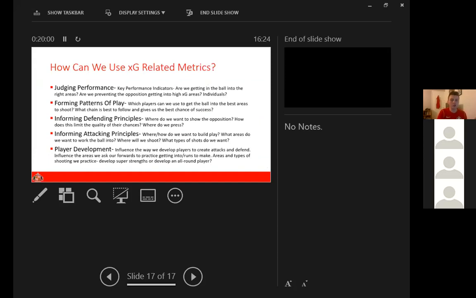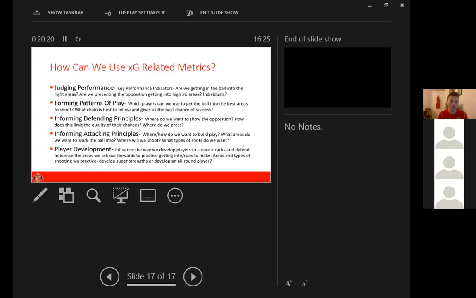Form patterns play. So could we use expected goals chains and expected build up to maybe look at the pathways to get into attacking areas that will be more successful? So what players can play those passes to get into those areas, which could also be used alongside other metrics to decide that.